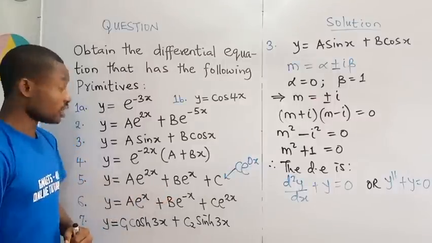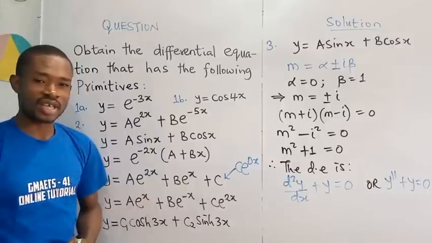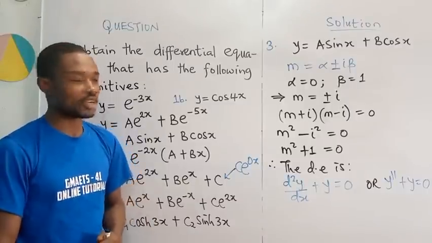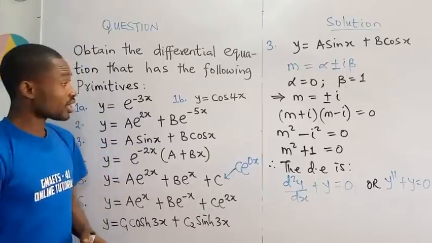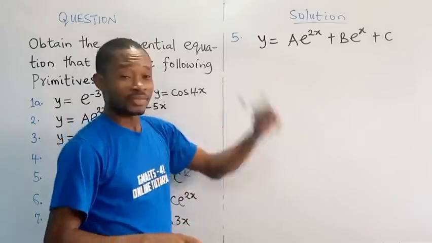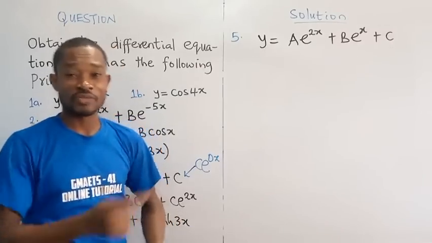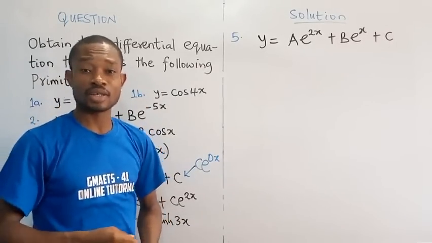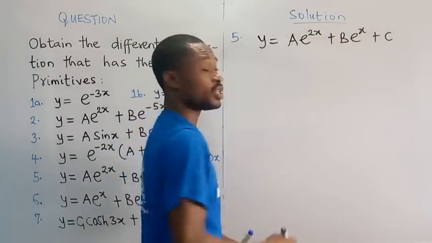So let us see question number 5, how we attack that problem. Because from what I'm saying, it's going to give us an order 3 differential equation, where y is differentiated 3 times. So let's look at it. This is quite interesting, right? This is the primitive given, and we are asked to find the differential equation that has that as solution.